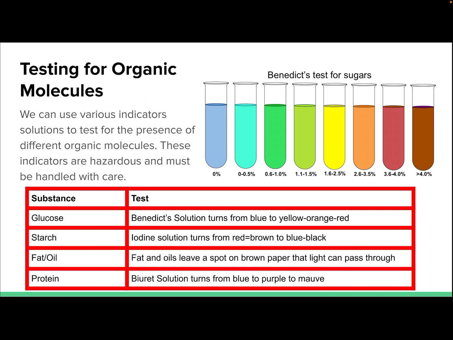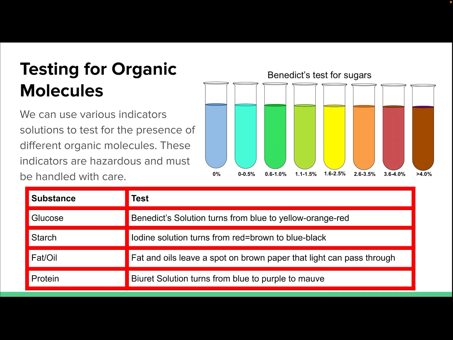If you're looking for glucose, the Benedict's solution turns from blue to yellow, orange, red. If you look at that diagram, the blue one has 0% glucose, but the brown one is greater than 4% glucose, so a lot more sugar in there. Iodine solution turns from red to brown to blue-black. Often when we're looking for starch, it'll be a piece of bread, because bread has starch in it. You put some iodine on the bread and it'll turn blue-black.